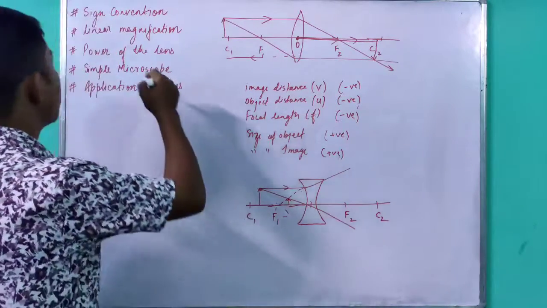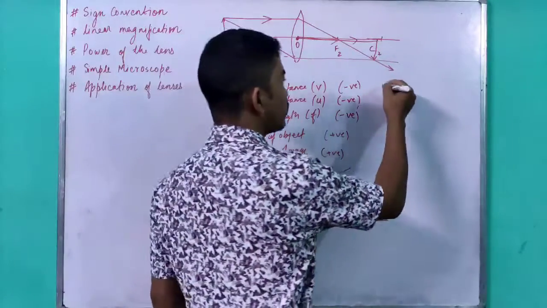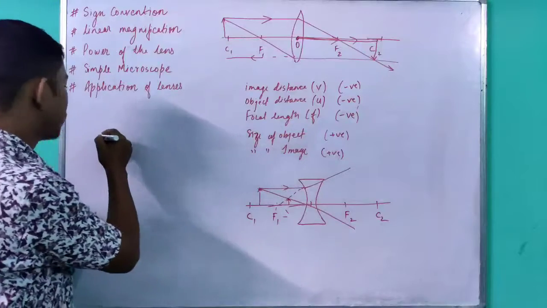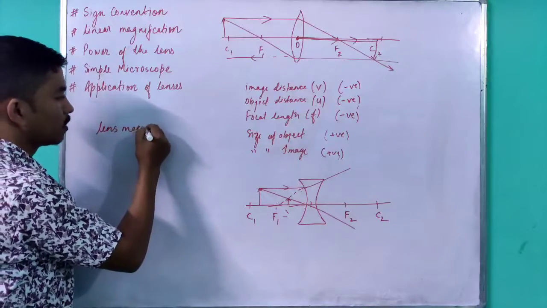Now, the second thing in the sign convention is a formula known as the lens maker formula. The derivation is not in the syllabus. Lens maker formula.